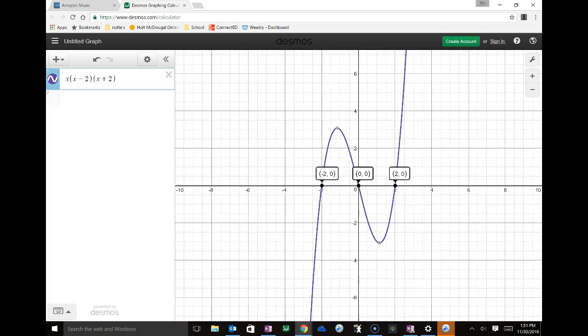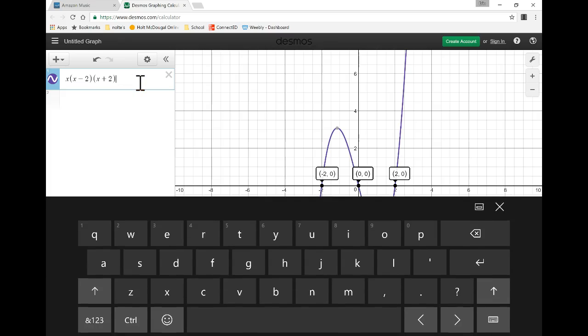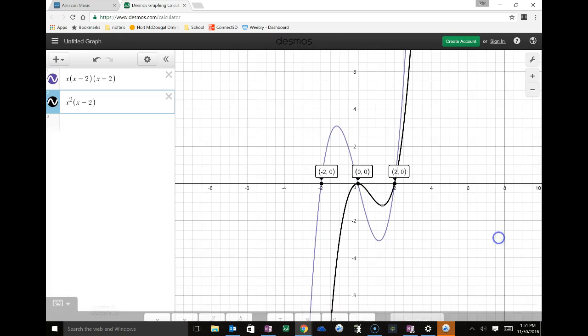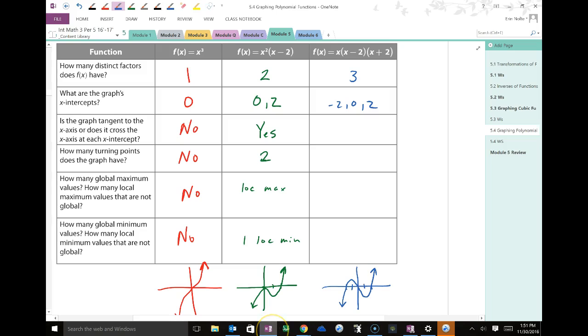Oh, wait, it's bouncing off this one. Here, let me graph the other one. Okay, so the black one has a bounce. You see how the black one has a bounce? That's a bounce. Right. Okay, so we have no bouncing.